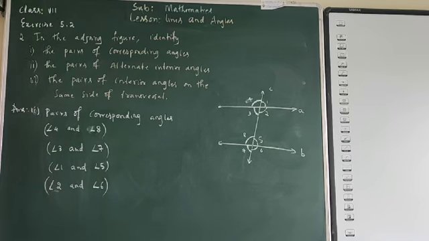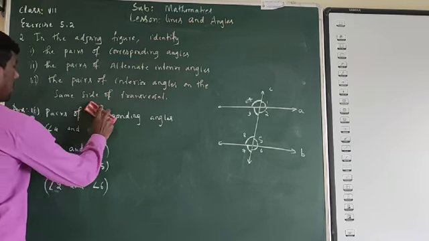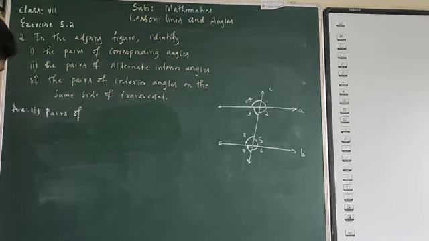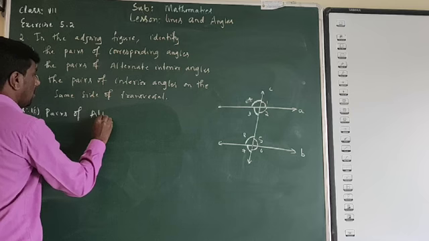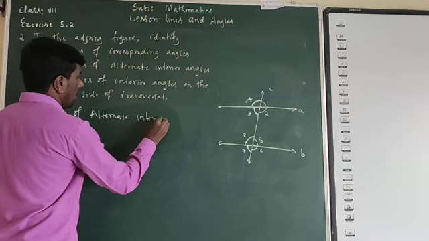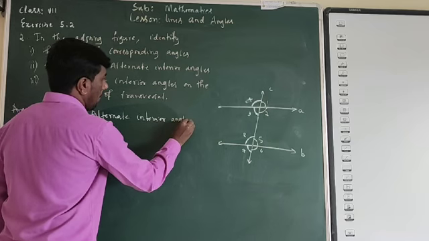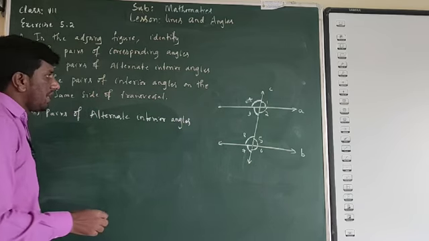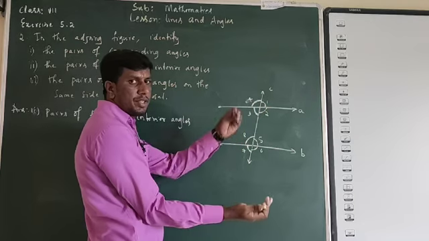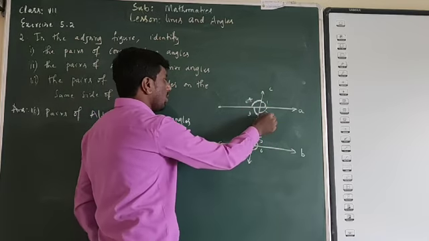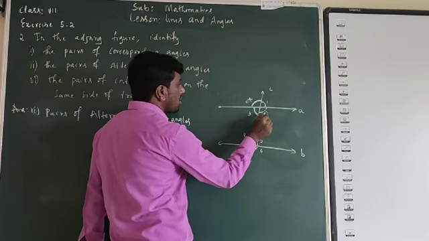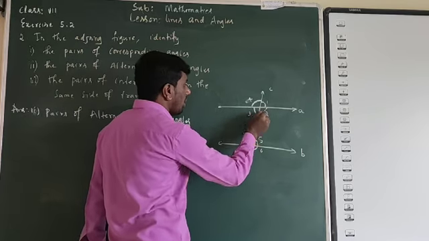Pairs of alternate interior angles. So what are the interior angles? 3, 8, 2, 5 are the interior angles. Forget about the exterior angles now. Look at only the interior angles. 2, 3, 5, 8 are the interior angles.